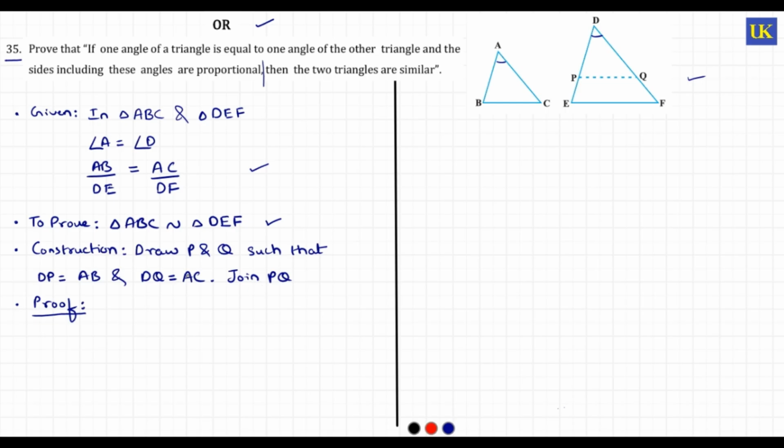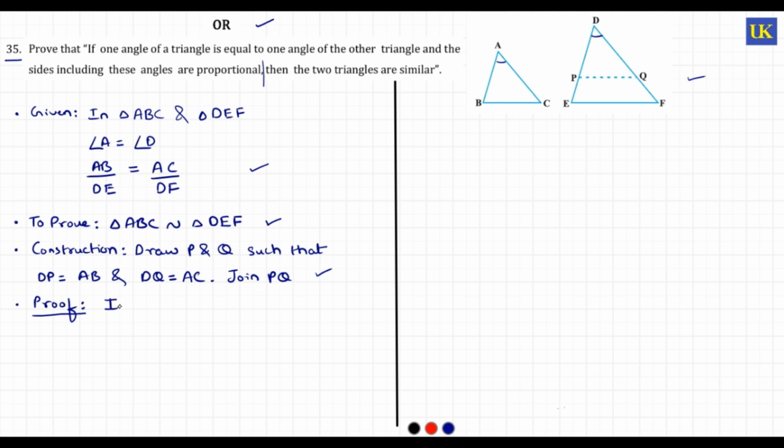So to do that, we'll be doing a small construction in which we'll take two points, point P and Q, in such a way that AB is equal to DP and AC is equal to DQ. We will mark these two points and we'll also join point P and Q. So this completes our construction part. Now we'll start with our proof part.